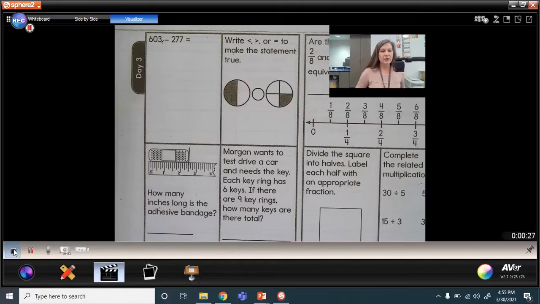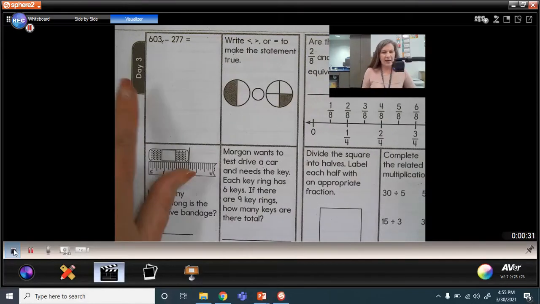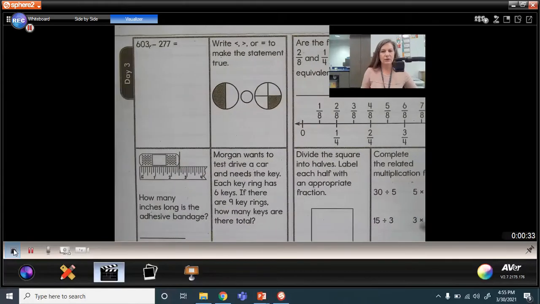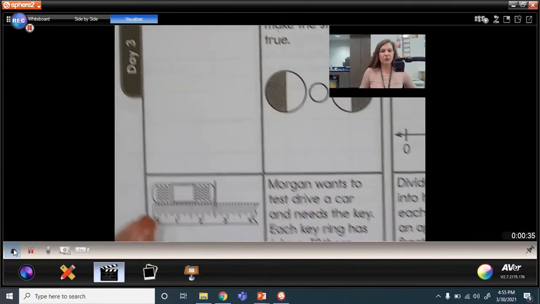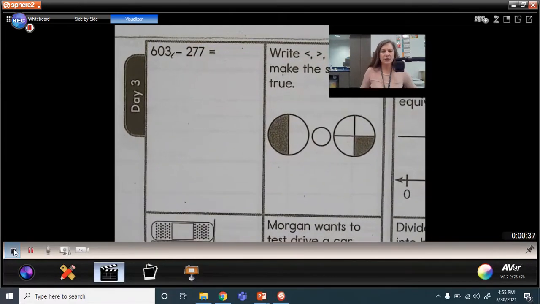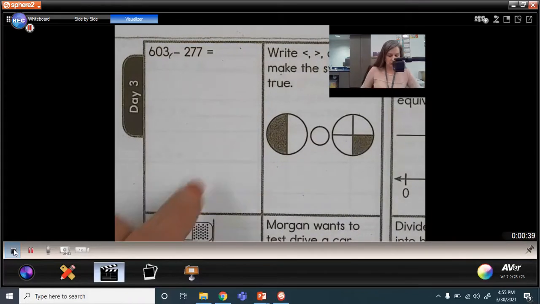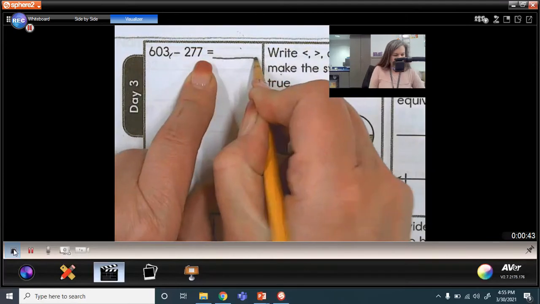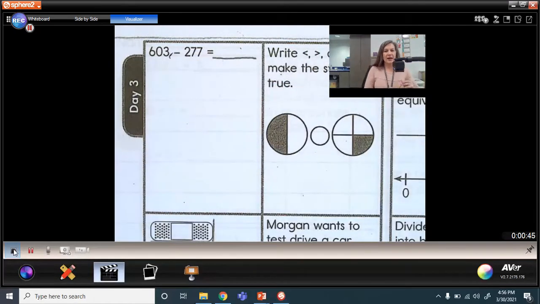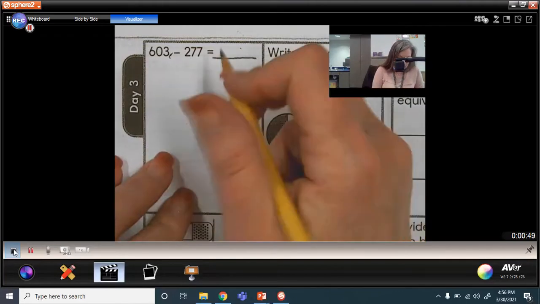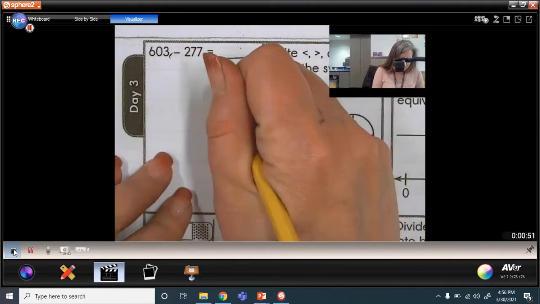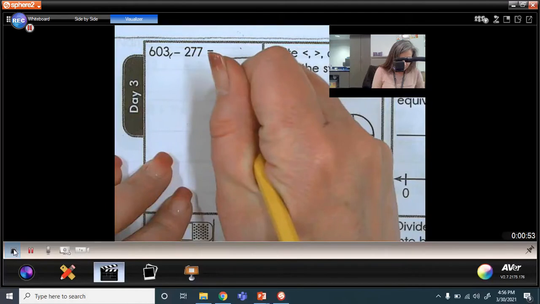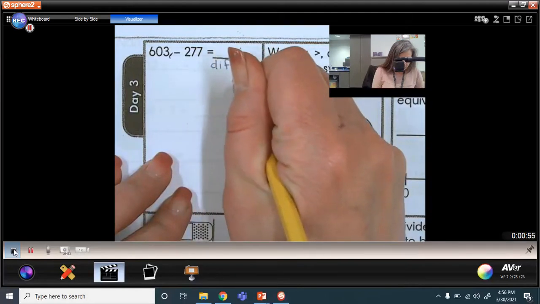All right, so let's take a look at our first problem. Remember, this is week 26, day 3. So I'm going to zoom in a little bit here. We're going to start with our first problem, which is 603 minus 277. So remember that when you are subtracting, the answer to a subtraction problem is called our what? Right, difference. It's called your difference.